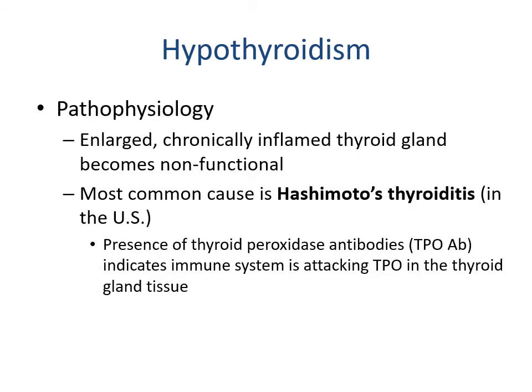Now looking at our pathophysiology for hypothyroidism, we have the enlarged, chronically inflamed thyroid gland becoming non-functional. Again, the most common cause is Hashimoto's thyroiditis in the U.S. And so what we see is the presence of thyroid peroxidase antibodies, which indicates that the immune system is attacking TPO in the thyroid gland tissue.